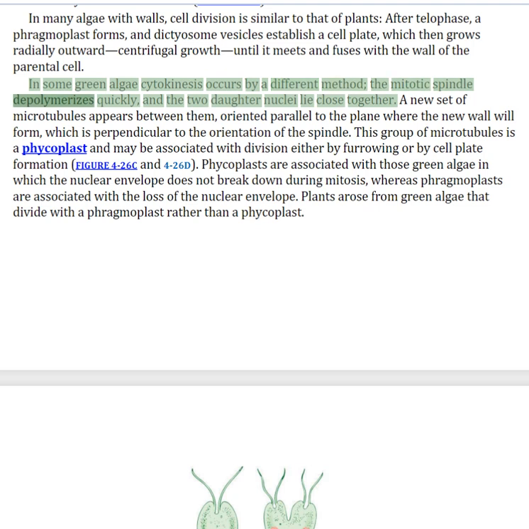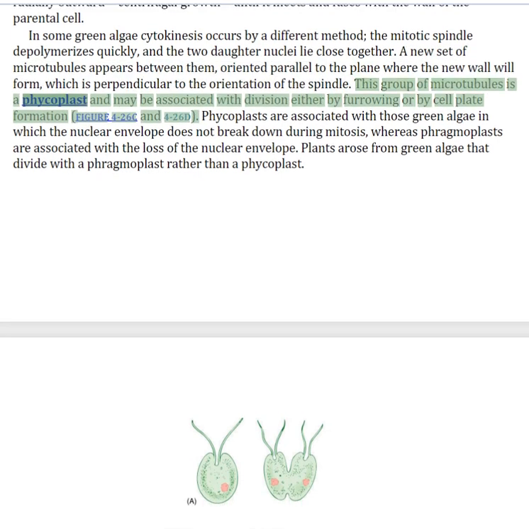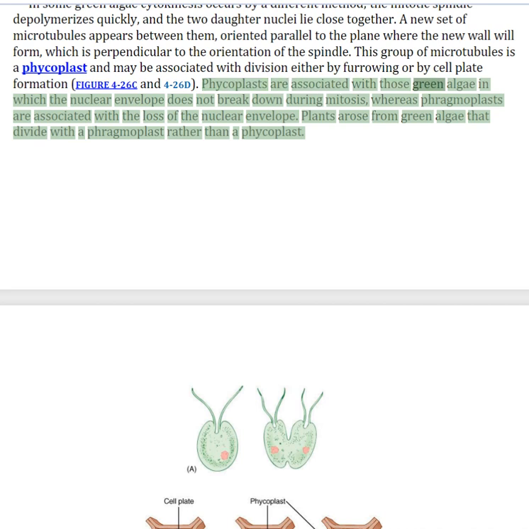The mitotic spindle depolymerizes quickly, and the two daughter nuclei lie close together. A new set of microtubules appears between them, oriented parallel to the plane where the new wall will form, which is perpendicular to the orientation of the spindle. This group of microtubules is a phycoplast and may be associated with division either by furrowing or by cell plate formation. Phycoplasts are associated with those green algae in which the nuclear envelope does not break down during mitosis, whereas phragmoplasts are associated with the loss of the nuclear envelope. Plants arose from green algae that divide with a phragmoplast rather than a phycoplast.